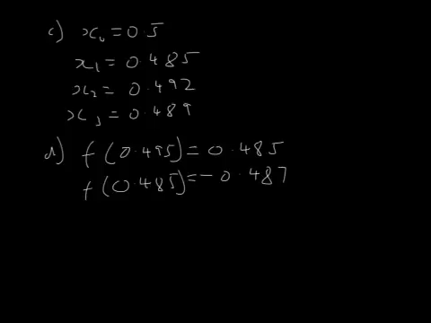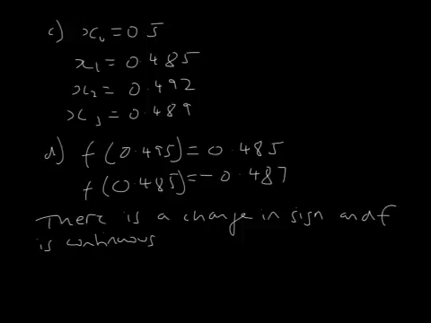Then we need to write out the sentence, the boring sentence. So there's the boring sentence. You never really need to write out that f is continuous. I've never seen a mark scheme that requires that, but it's good math to do so. There is a change in sign. F is continuous, therefore x is 0.49 corrected to 2 decimal places.